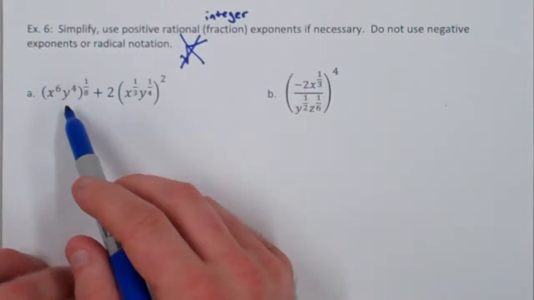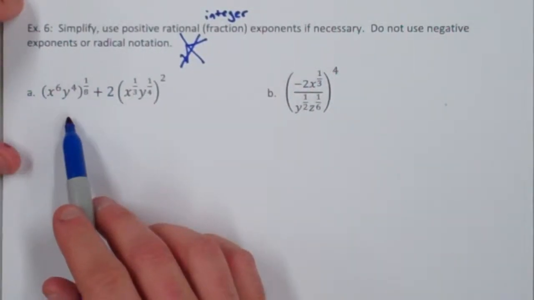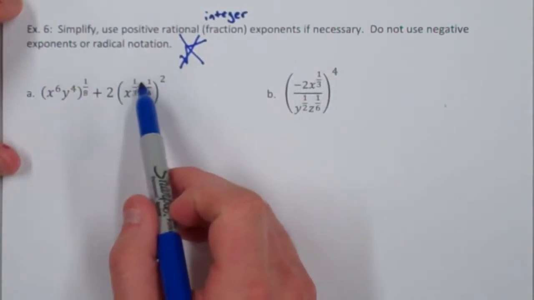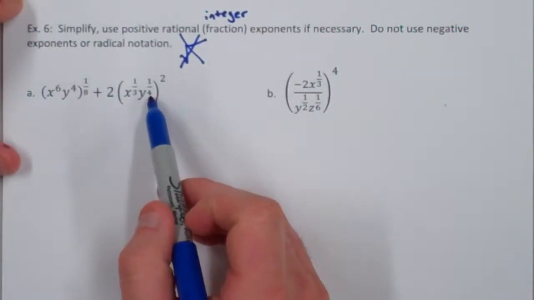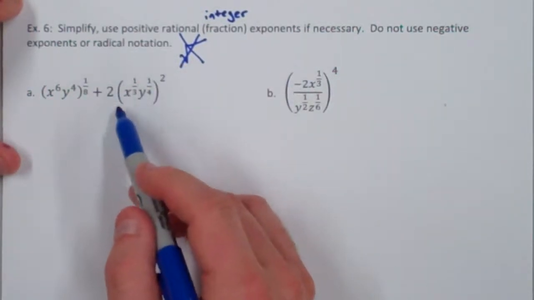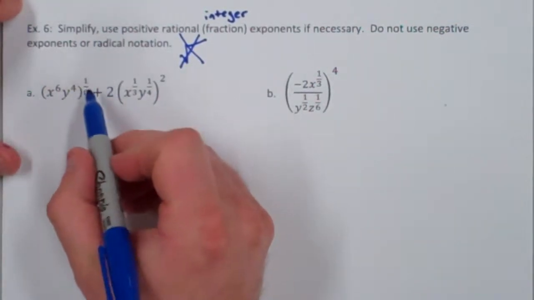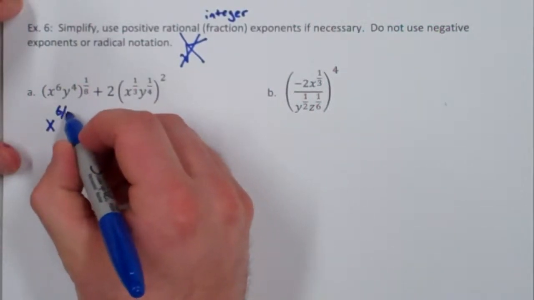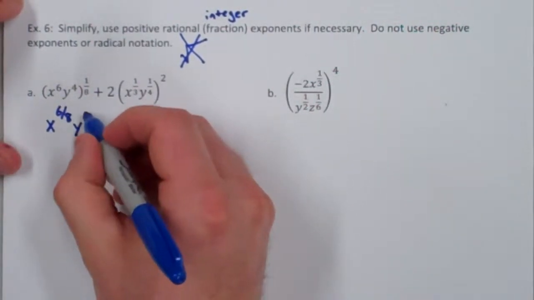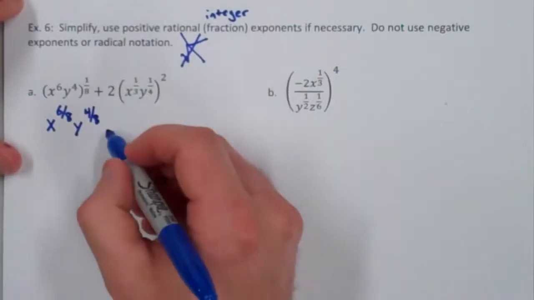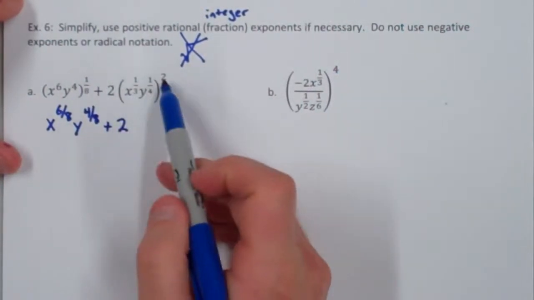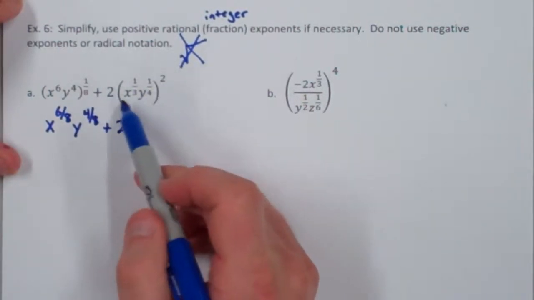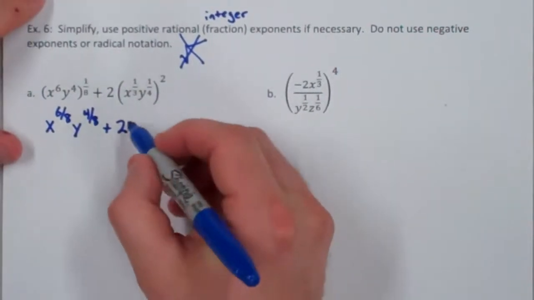Alright, if we look at the left example here, A, we've got an exponent that belongs only to this base, and then an exponent that belongs only to this base. What we want to do first is go ahead and take care of our power of a power rules. And so the 1/8 is going to be multiplied by the 6, so that's going to be 6 over 8, y to the 4 over 8 power, and then plus 2. The 2 does not get squared. It is outside the parentheses and it's by itself, just leave it.